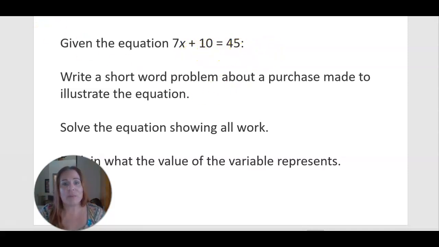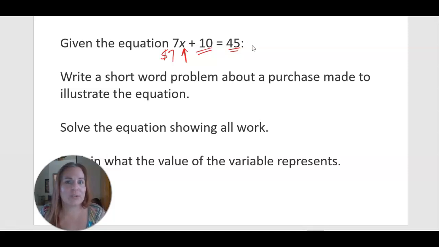If this has to be about some sort of purchase, then it looks like I'm buying an x number of items that maybe each cost $7, right? Each cost $7. And then I'm paying another $10 for something else. And altogether I spent 45. So it might be something like this.